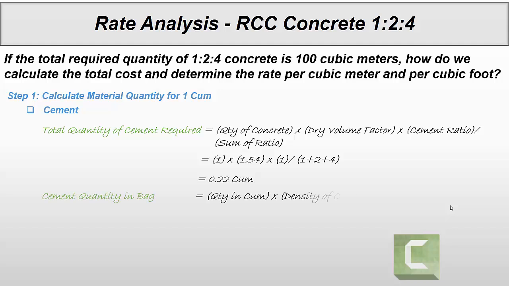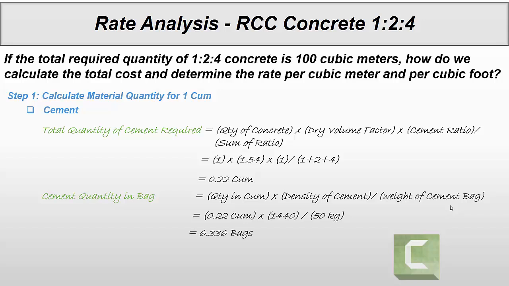Cement quantity in bags. For that, you need to multiply quantity in cubic meter by density of cement and then divide by weight of one cement bag. So quantity in cubic meter is 0.22 multiplied by density of cement 1440 kg per meter cube divided by 50 kg. So 6.336 bags required for 1 cubic meter concrete ratio 1 to 4.